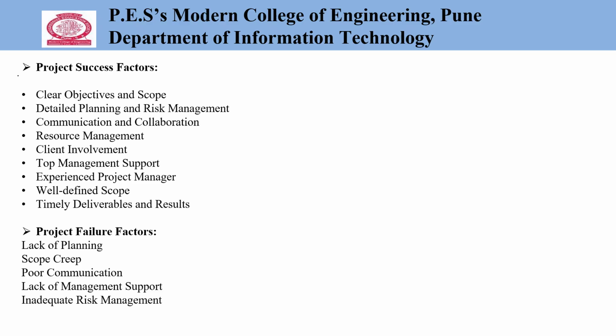Now we'll see the project failure factors. So what are the project failure factors? That is lack of planning, scope creep, poor communication, lack of management support, and inadequate risk management. But obviously, when a project has some products or some things, there are pros and cons that otherwise exist in the project. So this is all about project success and failure.